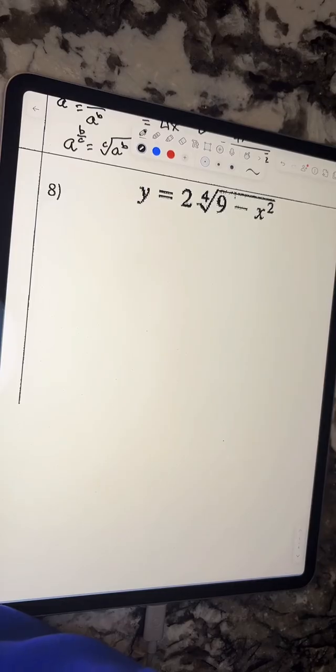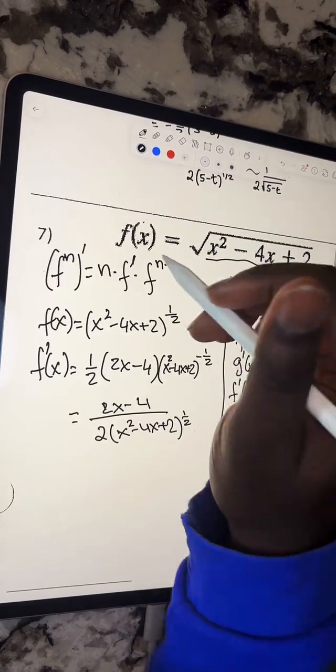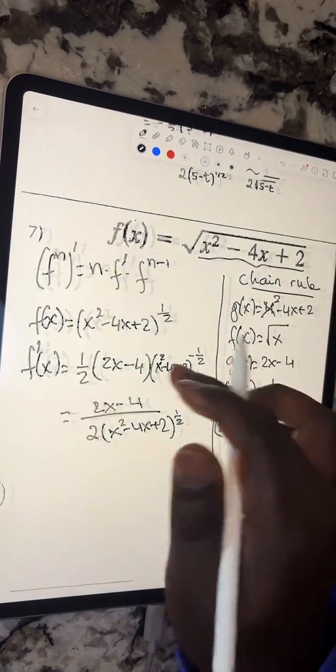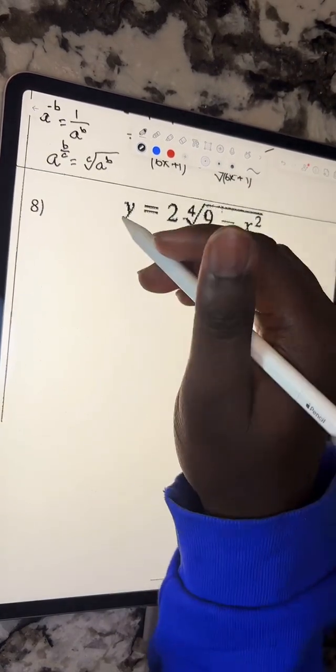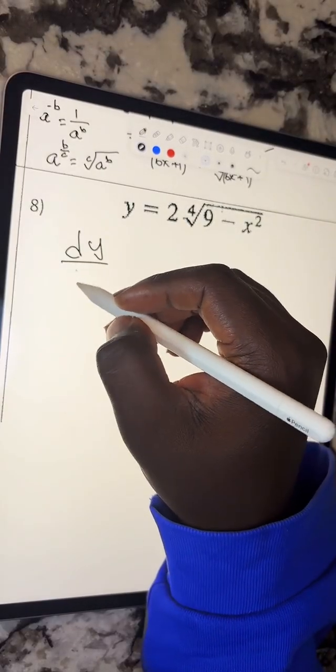Guys, let's look at number 8 now. Aren't you supposed to add dy over dx? No, we're not doing integrals, we're doing derivatives. So we don't know dy over dx. They gave us f of x. So if they give us f of x, then it has to be f prime of x. But if they gave us y here, then yeah, this would be dy over dx.